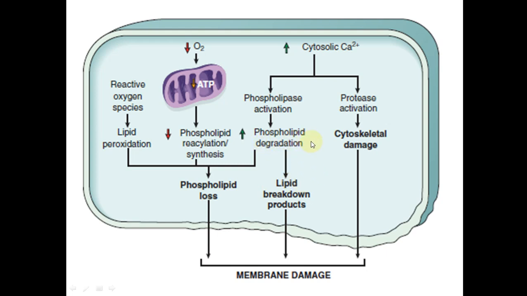Moreover, the phospholipid degradation, which is caused by the phospholipases activated by the increased cytosolic calcium level, will lead to the generation of lipid breakdown products, and they also will injure the plasma membranes and the membranes of the cell organelles, nucleus, rough endoplasmic reticulum, Golgi apparatus, and other organelles. The proteases, activated by the increased influx of calcium, will degrade the cytoskeletal proteins. Ultimately these three processes, loss of phospholipid, the detrimental effects of lipid breakdown products, and the cytoskeletal damage caused by the proteases, will lead to membrane damage.